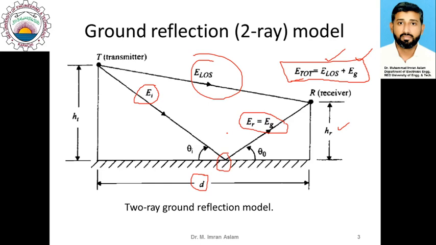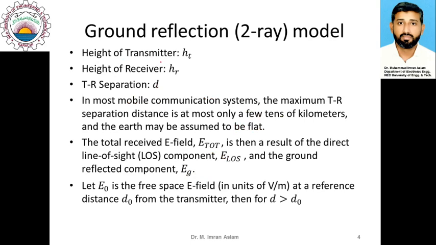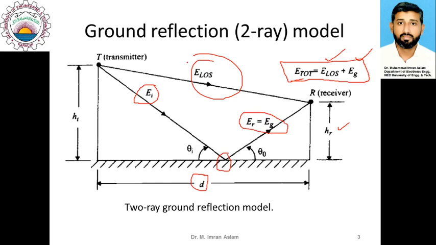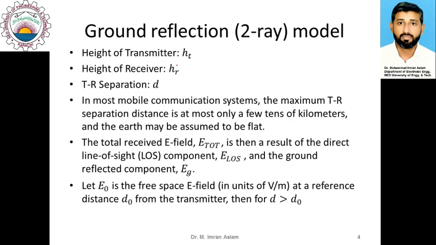The objective is the same as we discussed related to path loss modeling: we intend to calculate the received power at the receiver when we know the transmitted power. So here is the summary of what we represented in this model. The height of the transmitter is taken as H_T and the height of the receiver is taken as H_R, and typically H_T is greater than H_R, which is the practical case for most scenarios. The transmitter and receiver separation is represented by d.